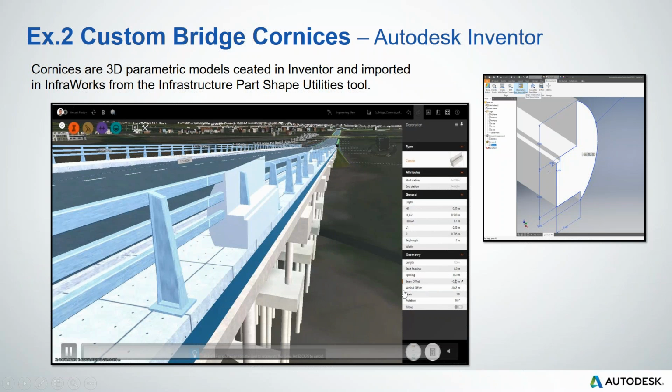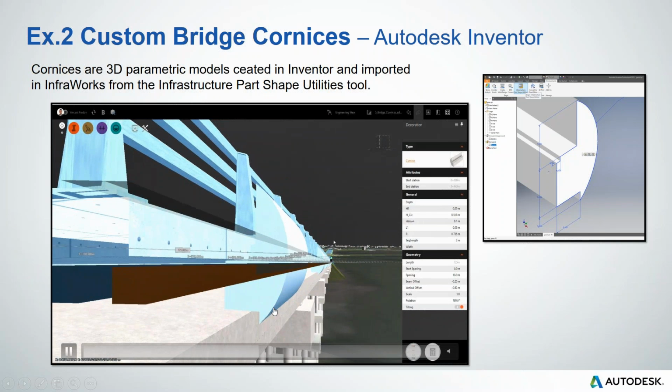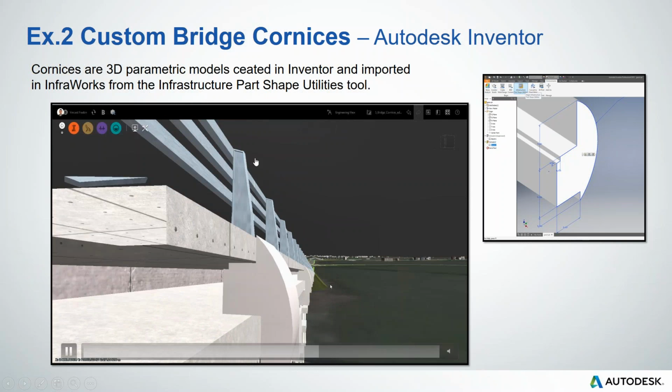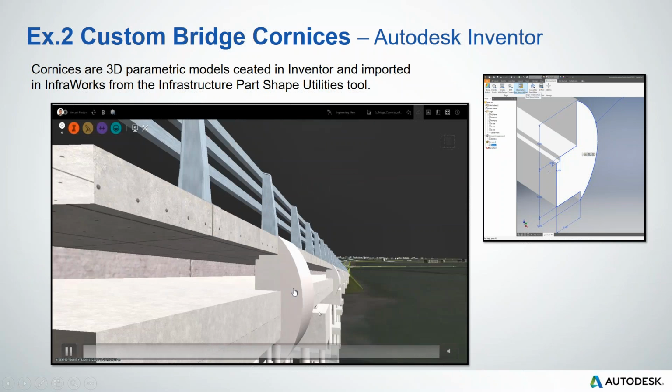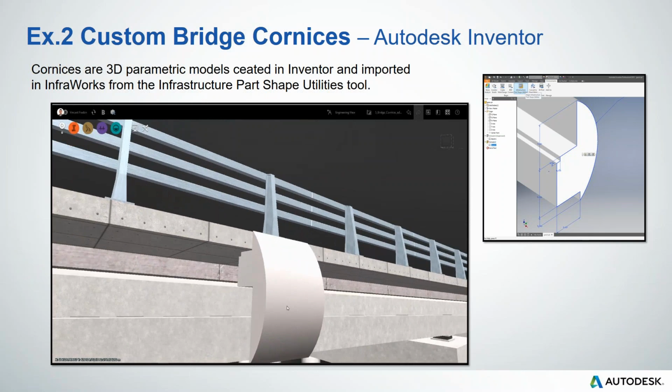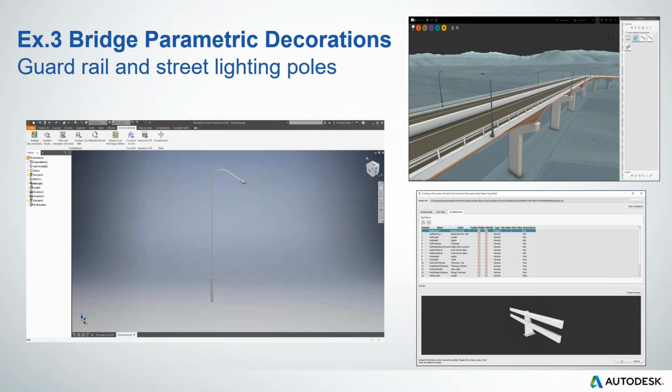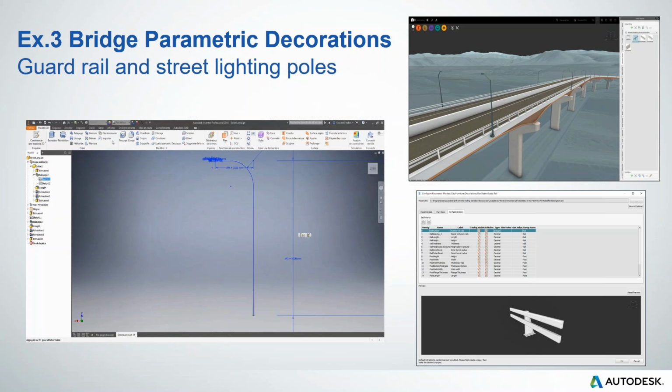So this is the parametric design of those components. Once we modify all these, you will see that this component will be rotated properly and then will fit in its right location, which also will have an impact on the quantities as well. A third example will be regarding city furniture or bridge furniture or decorations. So we can create, for instance, the street lighting poles, we can create the guardrails in Inventor, save them as parametric objects and bring them into Infraworks to do the same thing like we've done before for the girders or the cornices.